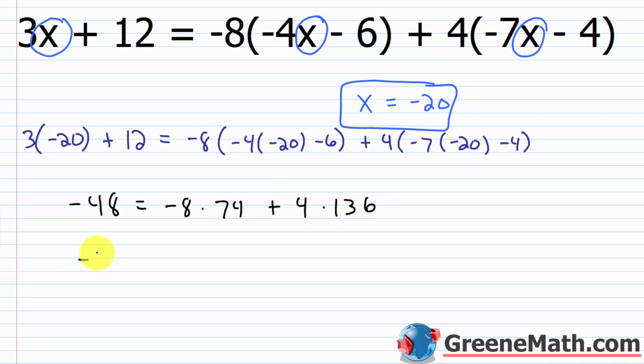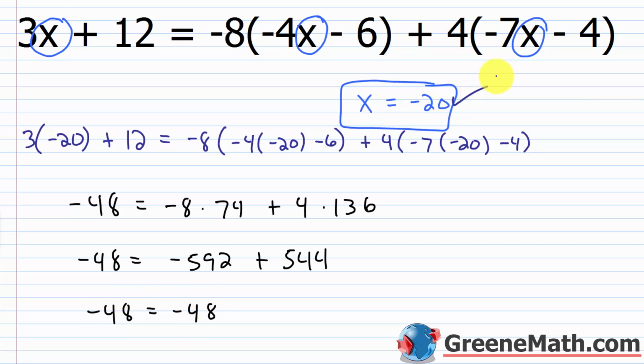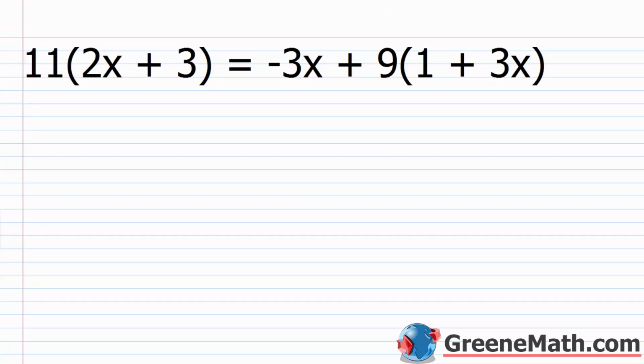So this is negative 48 is equal to negative 8 times 74, which is negative 592. Then plus 4 times 136 is 544. So if you sum negative 592 and 544, you're going to get negative 48. So you would get negative 48 is equal to negative 48. The left and the right side are the same value, so we can go ahead and say this solution is correct: x equals negative 20.